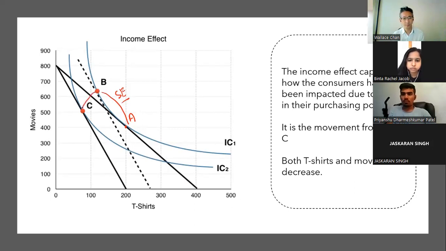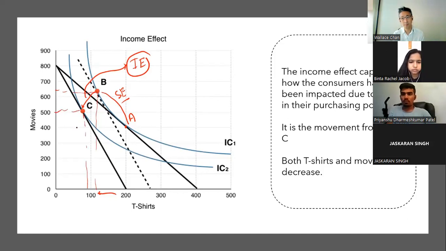Now this movement from B to C, remember C was your final bundle, is called the income effect. Notice how your consumption is changing from B to C. You would have moved from A to B, reducing t-shirts and increasing movies just because of the price change. But because the price change is impacting my overall purchasing power, I will move from B to C. Because of the price increase, your overall purchasing power has been impacted.